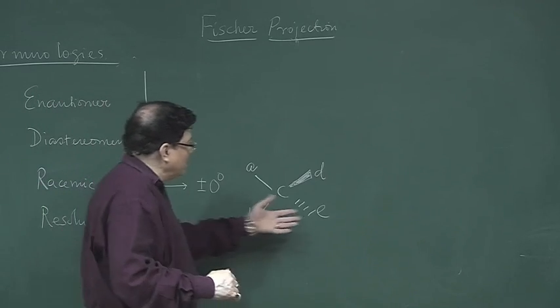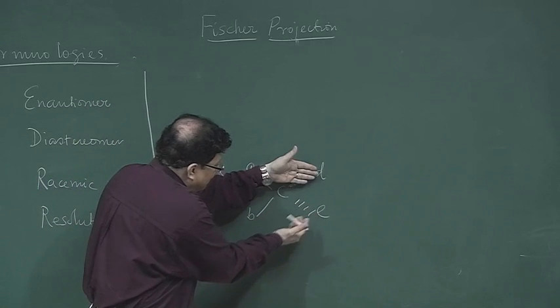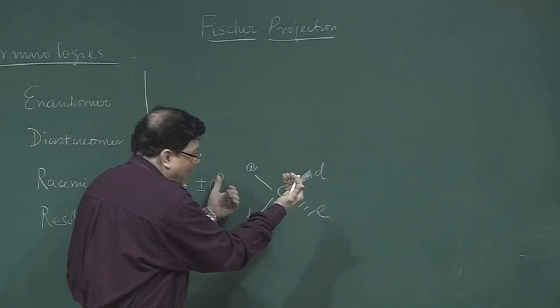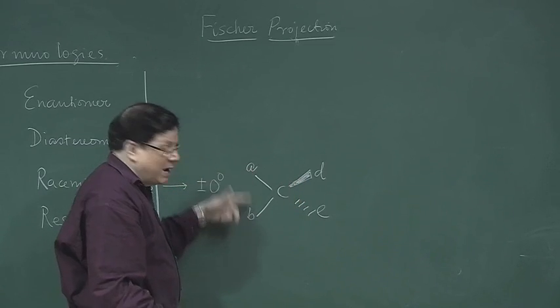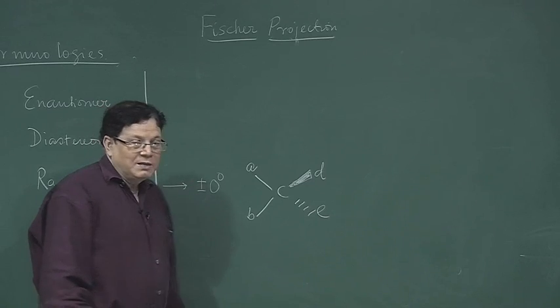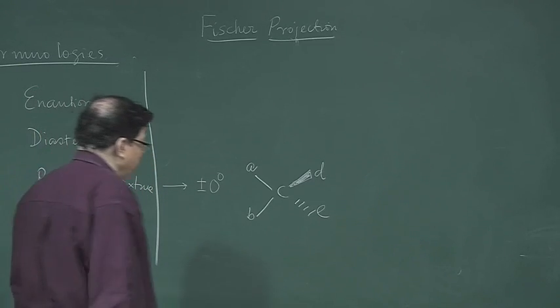Now, while turning the molecule you can make a mistake. That is a problem. D is already up, so you have to turn this D. You have to bring the E up also, then you have to make out where the A's are and where the B's are. The other option is that you do not turn this molecule, keep it as it is.